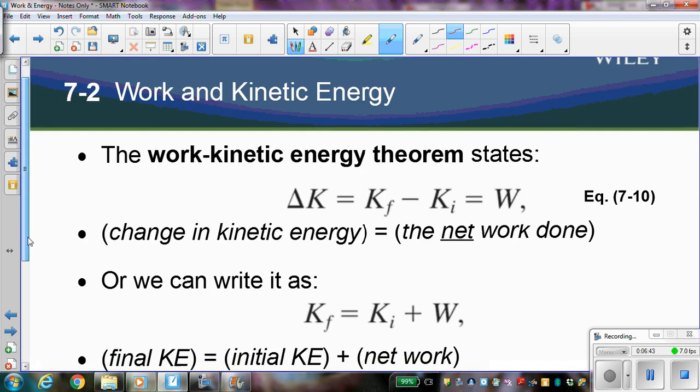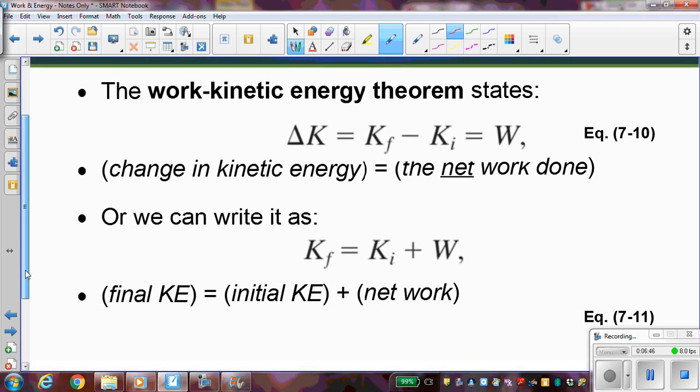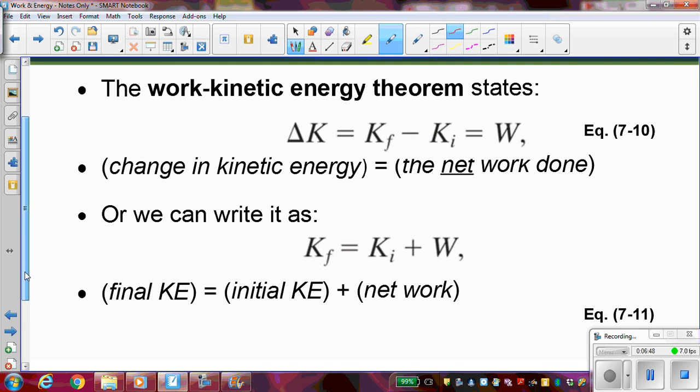So let's look at what's called the work kinetic energy theorem. Okay, so it's kind of a circular definition, but it's really just what we've defined to be work by our definition of work and what we define to be kinetic energy. But the work kinetic energy theorem states that change in kinetic energy is actually equal to work.